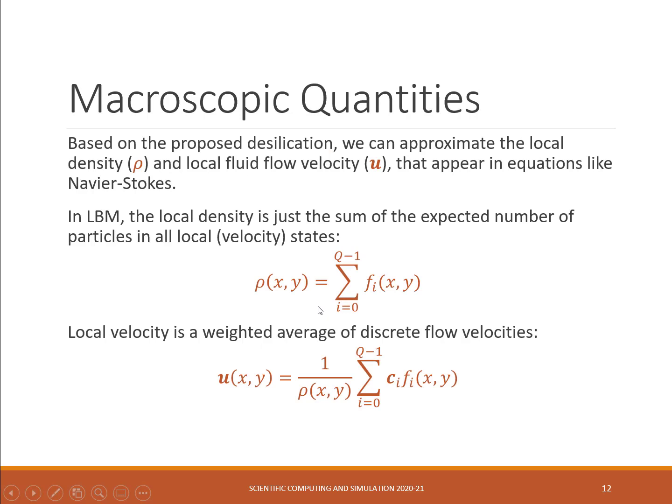As mentioned in the previous slide, array f determines the local state of each cell in the grid. Based on this, the local density of a cell located in a position x and y is defined as the summation of all components in its local state array f. In this formula, f x, y represents the state array of a cell located in position x and y in a two-dimensional grid. We can also obtain the local velocity of a cell as a weighted average of discrete microscopic velocities. In this series, Ci is a constant value.